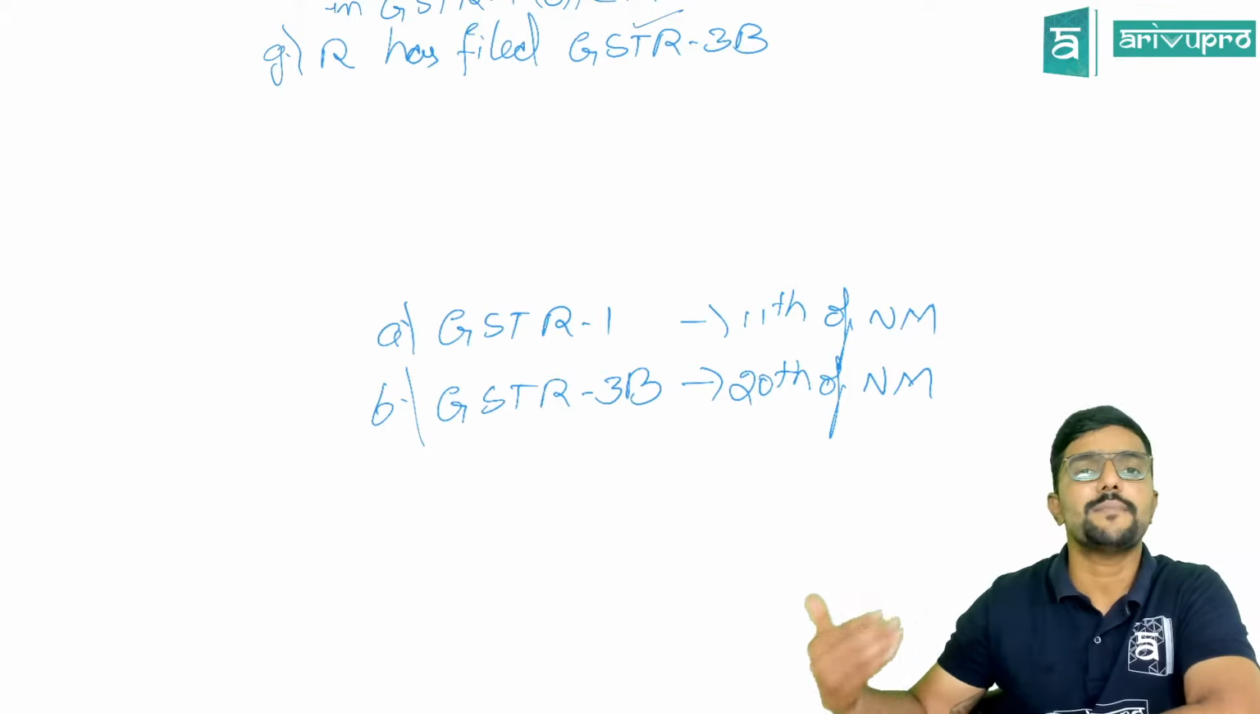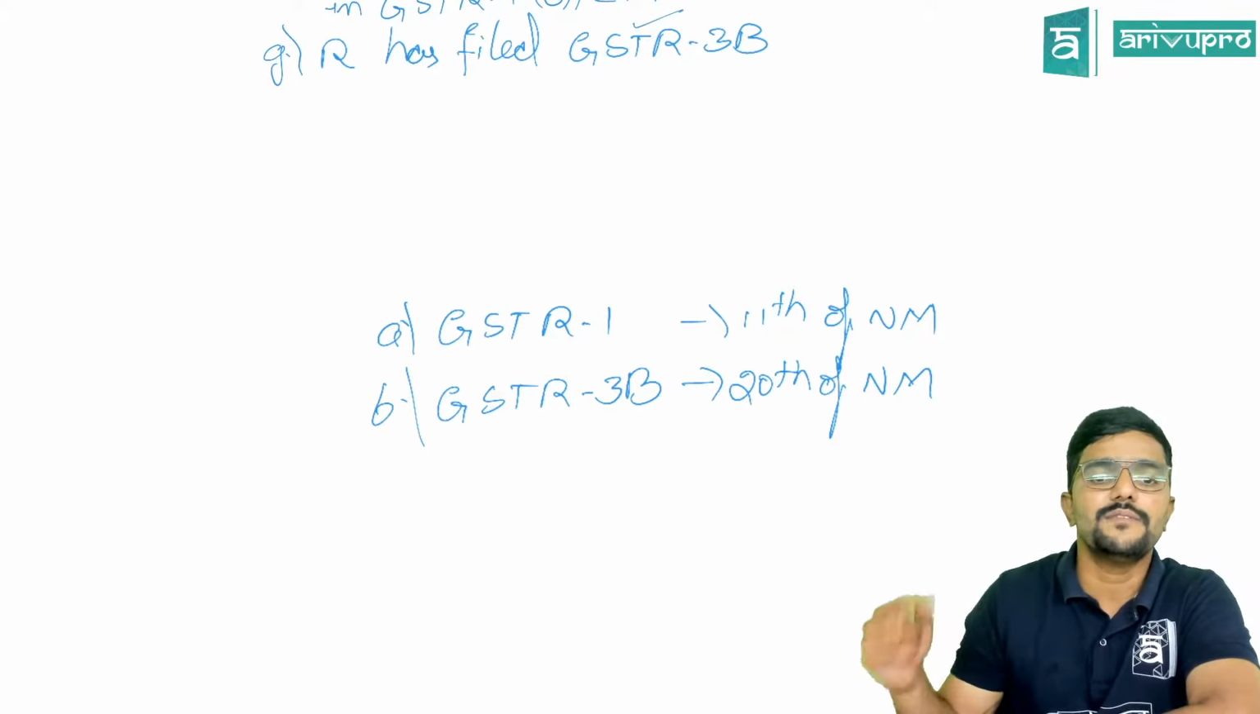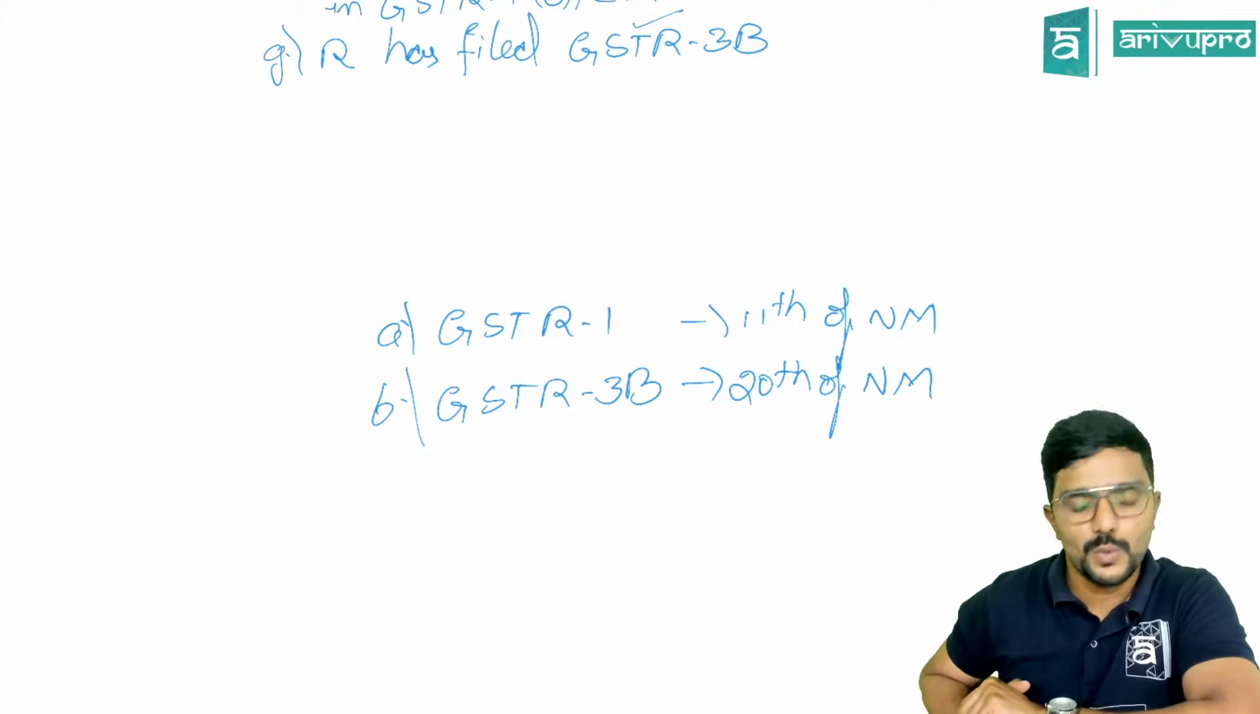By chance, if the supplier has opted for the QRMP scheme, that is quarterly return monthly payment, they will file both GSTR 1 and 3B quarterly.